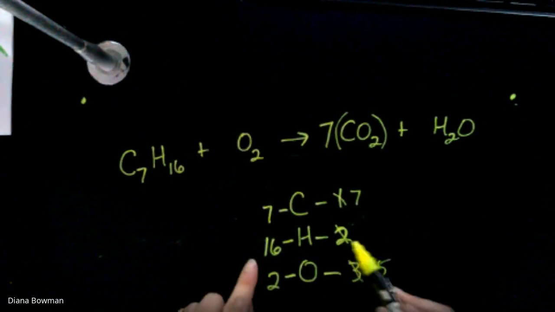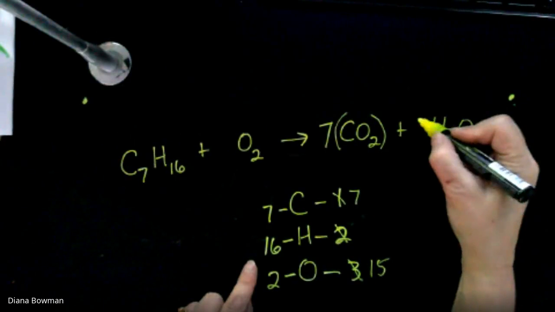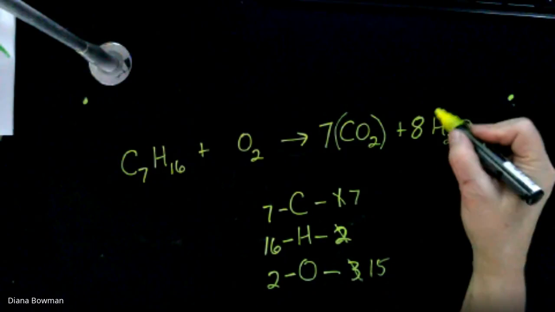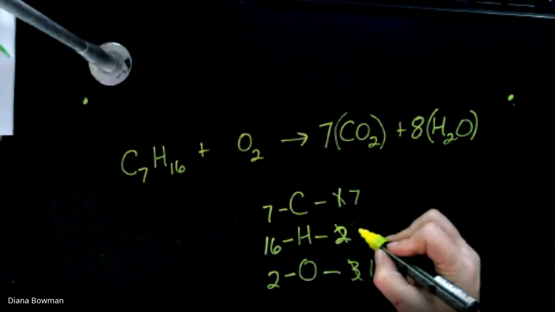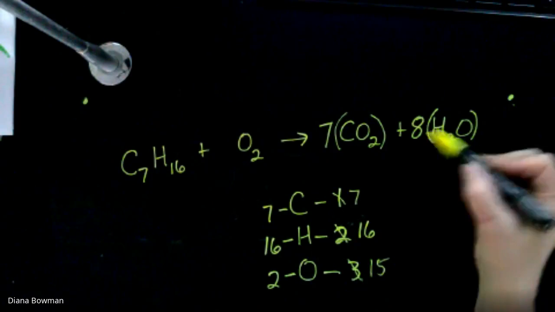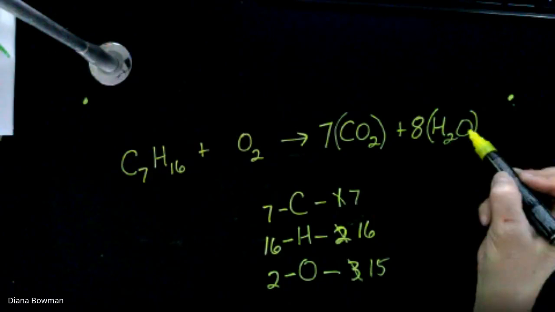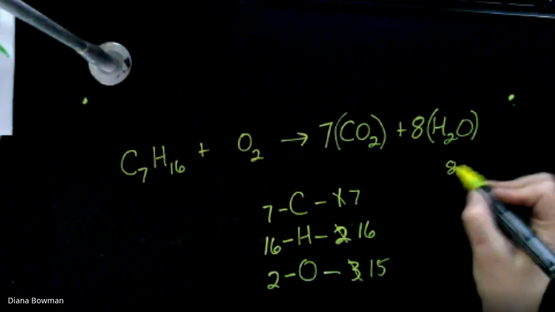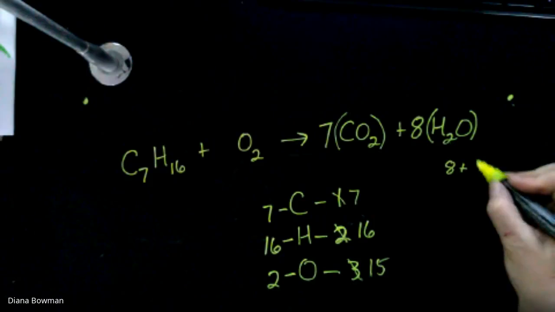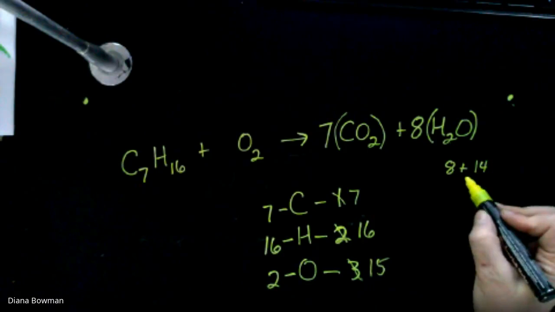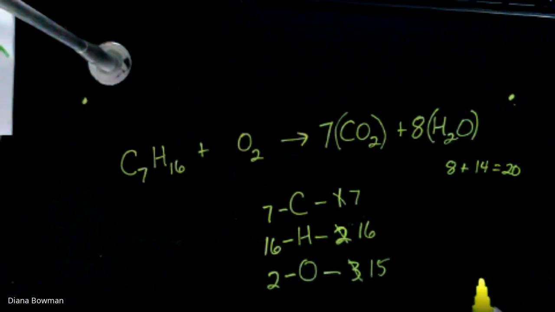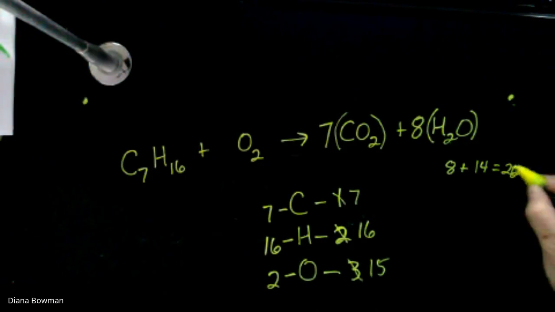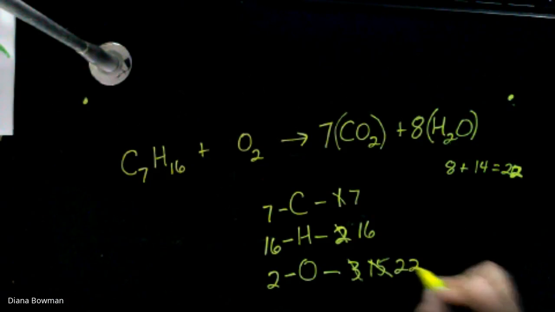I've got 16 over here and I've got 2 over there. What if I put an 8 here? If I put an 8 there, that's going to be 8 times this whole quantity, right? So 8 times 2 gives me 16. Awesome. But what does it do to my oxygens? It gives me 8 oxygens here. There's 8 plus how many were here? 14. There were 14 there. So that's going to give me a total of 20, right? That gives me 22. That gives me 22 oxygens on this side. So change that to a 22.